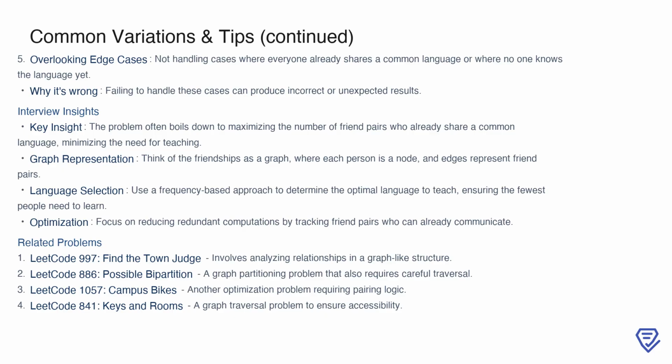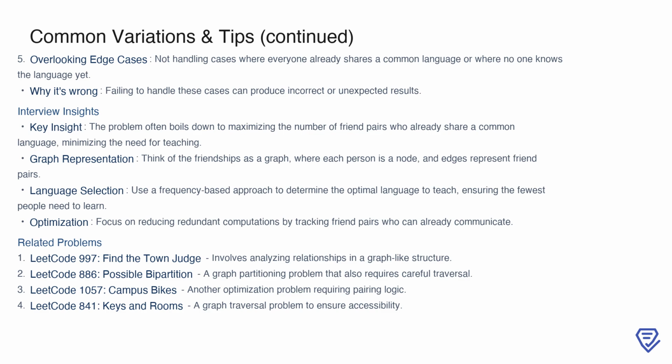Friendships can be visualized as a graph, where each person is a node and edges represent friend pairs. This graph-based perspective makes it easier to analyze relationships. When selecting the language to teach, you can use a frequency-based approach to identify the language that connects the most people with minimal effort. To optimize the solution further, track which friend pairs can already communicate, avoiding redundant checks.